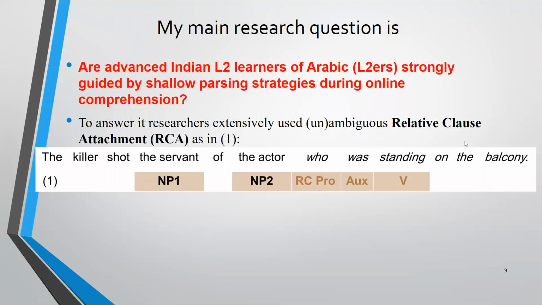And to answer this question, researchers have extensively used the ambiguous and unambiguous subject restrictive relative clause. And it is restrictive because there's no comma. In this example 1, the killer shot the servant of the actor who was standing on the balcony. The interest areas or the critical regions are who, the RC pronoun, the auxiliary verb of the RC pronoun, who was, and standing, the V, sorry.